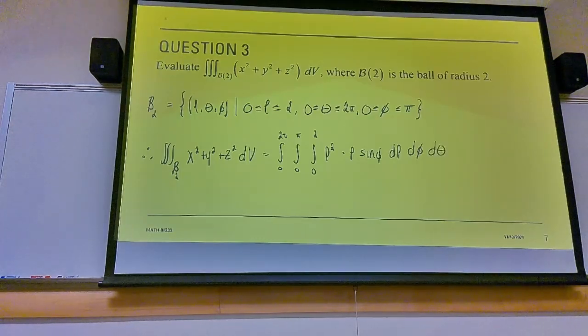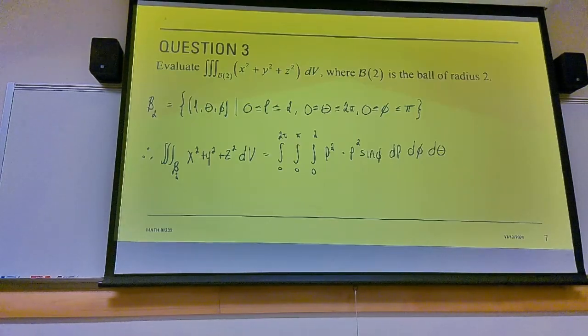Rho squared sine. What did I say at the very beginning of the class? The second most common mistake is forgetting rho squared sine phi. Very common to do, so don't feel bad. But that's why I write it out.